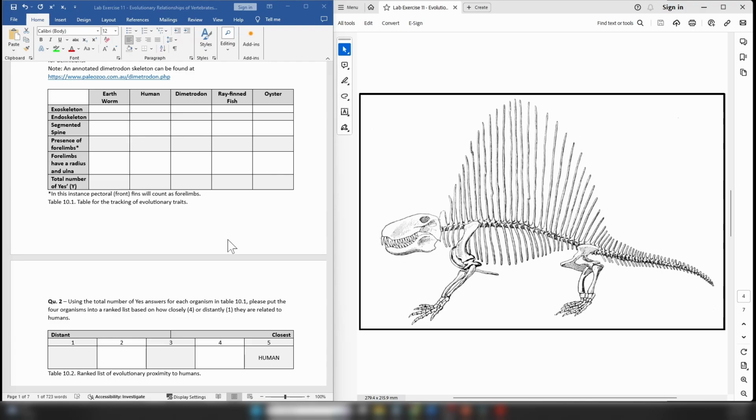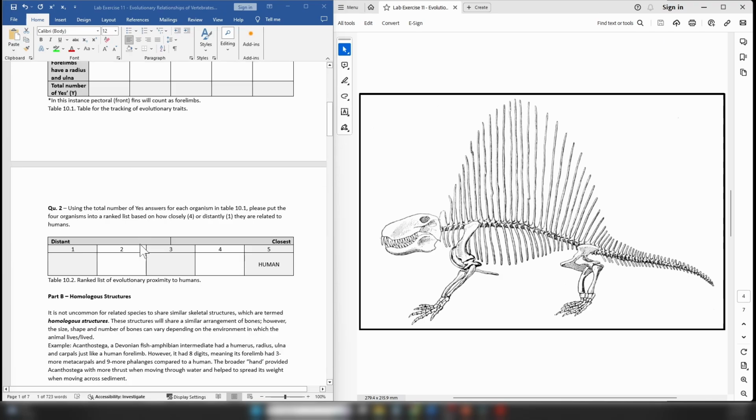Now, once you've done that, you will notice that for each organism, there is going to be a slightly different number of yeses. And so obviously the organism that is most closely related to humans should have the greatest number of similarities, and the organism that is most distantly related to humans should have the fewest number of similarities. So for question 2, you're going to use the answer from question 1 to put the 5 organisms into order, or should I say 4 organisms, because human is already obviously noted at the top here as being the closest species to humans.